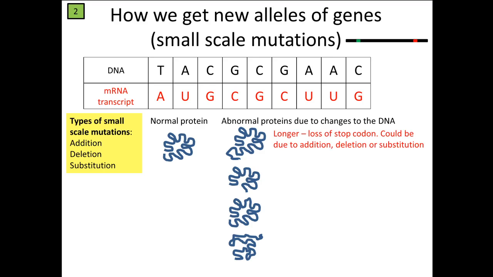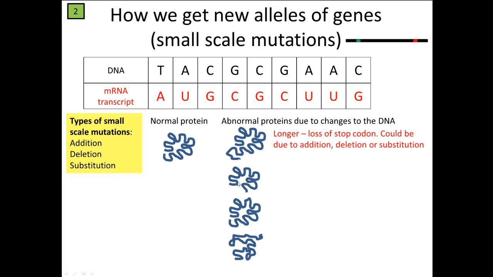It can be due to an addition or a deletion, which would cause a frame shift, or it could just be a substitution. Anything that will get rid of a stop codon. And there are 3 different sequences for stop codons. I'll show you on the next slide.